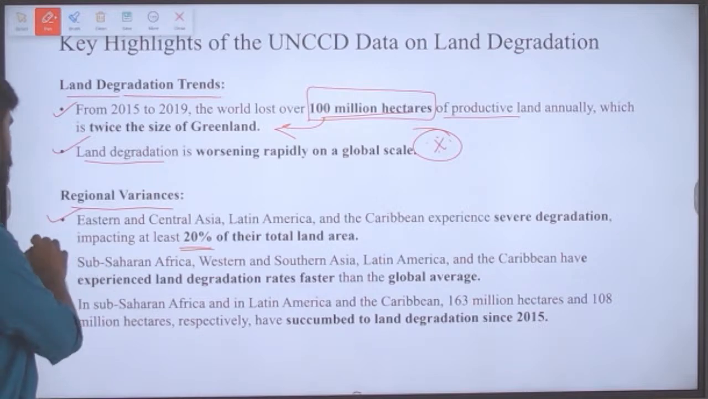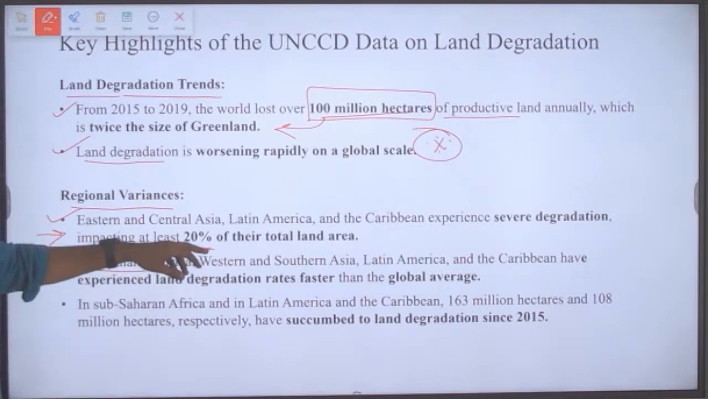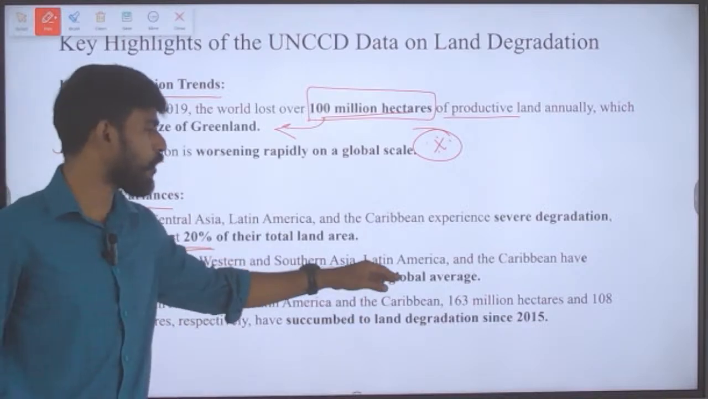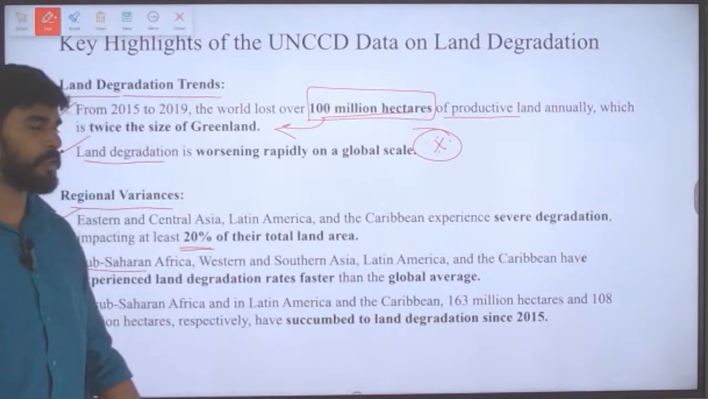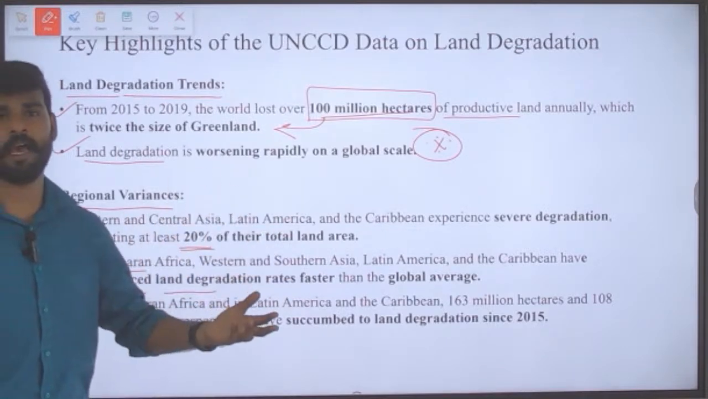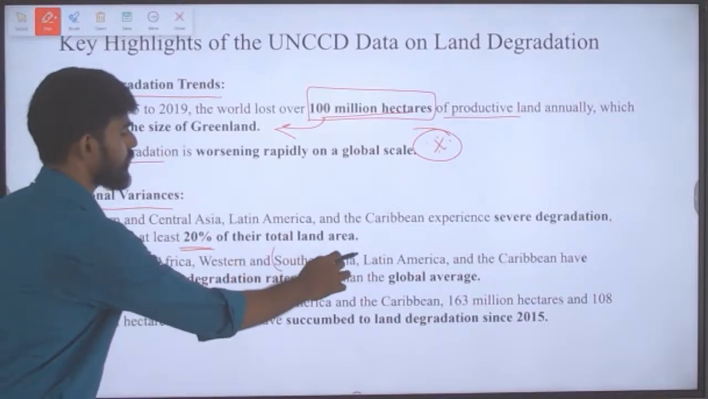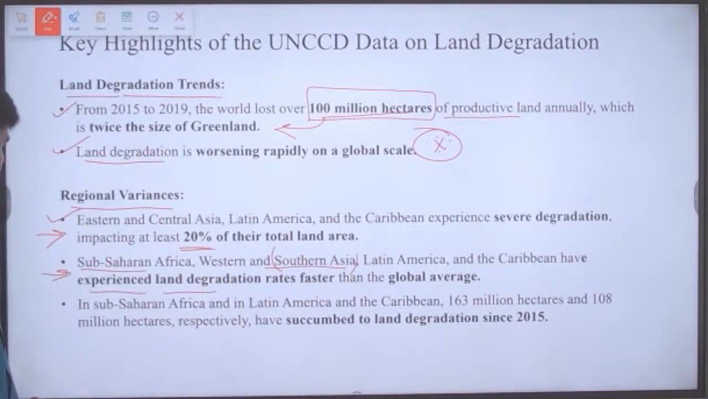Okay, you can use these statements in your answer writing. And Sub-Saharan Africa, Western and Southern Asia along with Latin America and Caribbean have experienced land degradation rates which are faster than the global average, which is important. Okay, Southern Asia will be a part, we India will be a part.